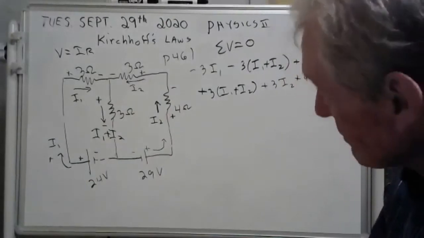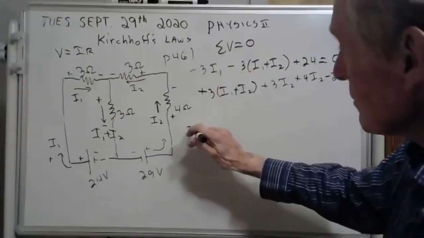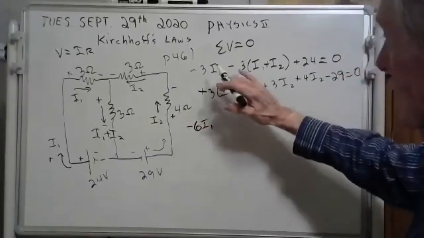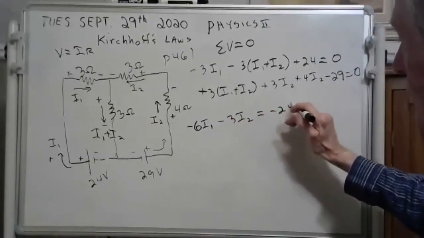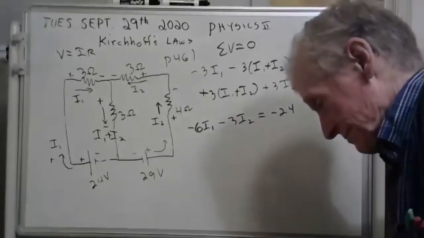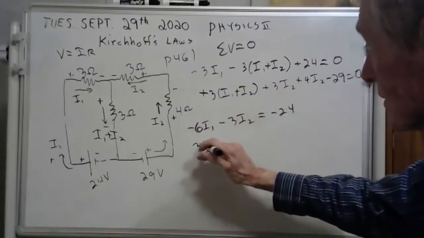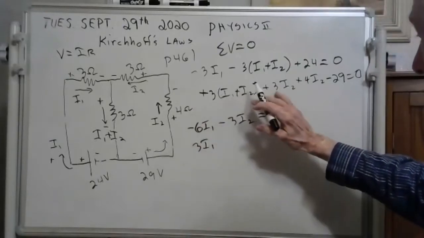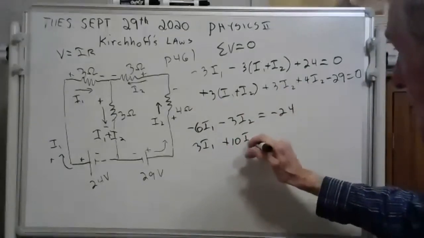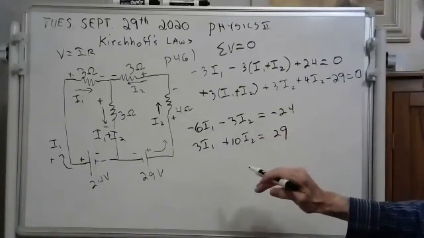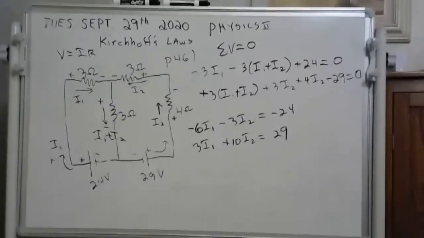Here's our next step, the math. What I would do is combine these. You got minus 3 and minus 3. That's minus 6I1 and minus 3I2 equals minus 24. I put that 24 over on the right. Now let's do this one. We got 3I1, 3I2, 3I2, that makes 6I2, and 4I2, plus 10I2 equals 29. And now double check me, make sure that I haven't goofed up on that. Does that look right?